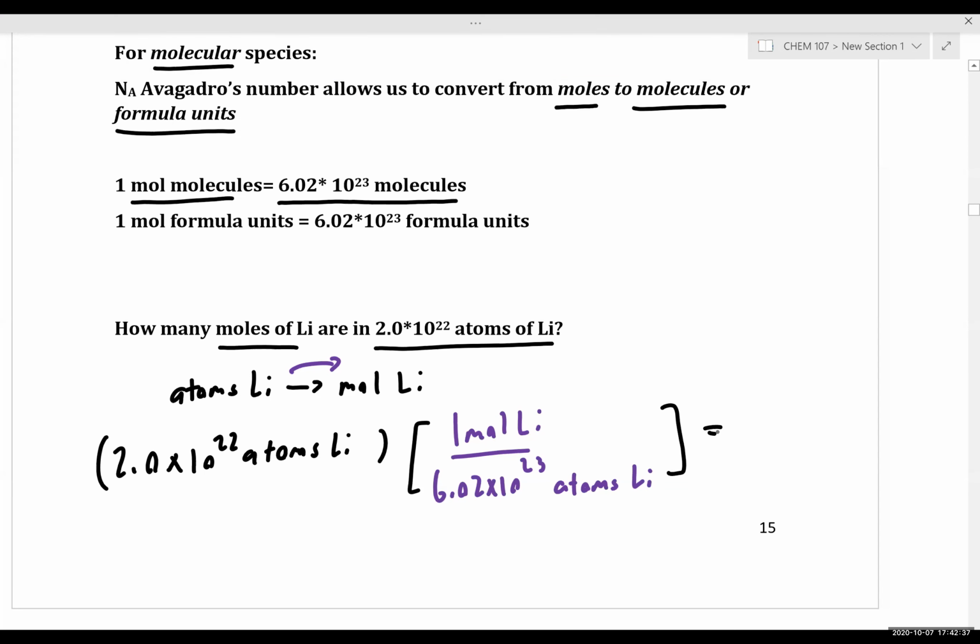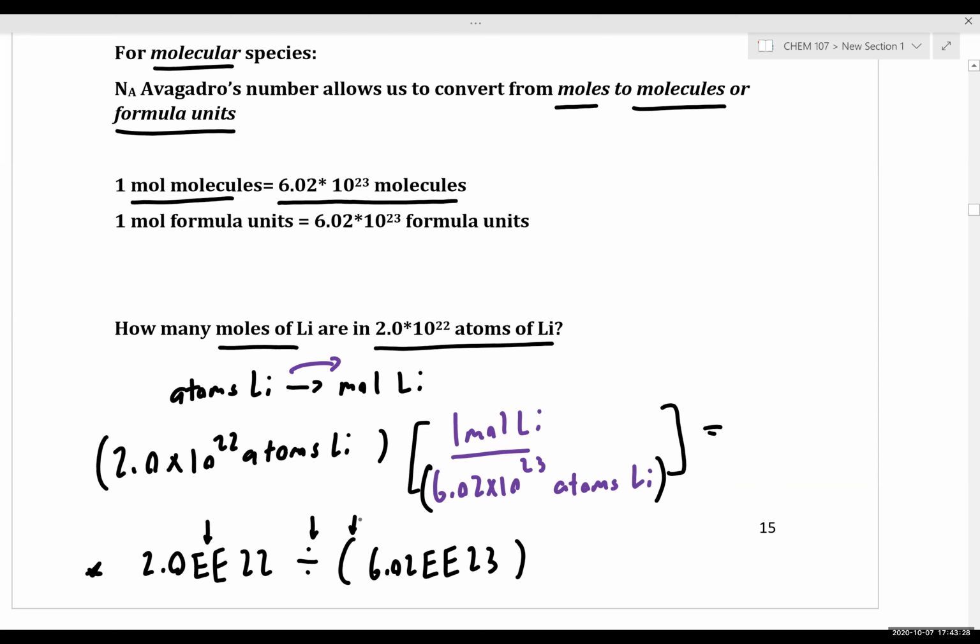So punching this into our calculator, we have 2.0 EE22. And now it's really important in your calculator, enter Avogadro's number in parentheses. Otherwise, your order of magnitude will not be correct. So we hit the division symbol. So we'd enter this into your calculator as 2.0 EE22. And then you're going to hit the division symbol, parentheses 6.02 EE23. If you enter it exactly the way I've written it down here, and you push each of these buttons in your calculator in this order, you won't have any rounding errors.